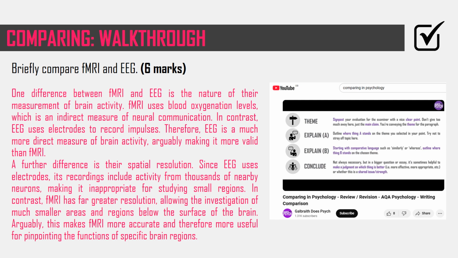Second point, a further difference is their spatial resolution. Since EEG uses electrodes, its recordings include activity from thousands of nearby neurons, making it inappropriate for studying small regions. In contrast, fMRI has far greater resolution, allowing the investigation of much smaller areas and regions below the surface of the brain. Let's bring it back together. Arguably, this makes fMRI more accurate and therefore more useful for pinpointing the functions of specific brain regions.